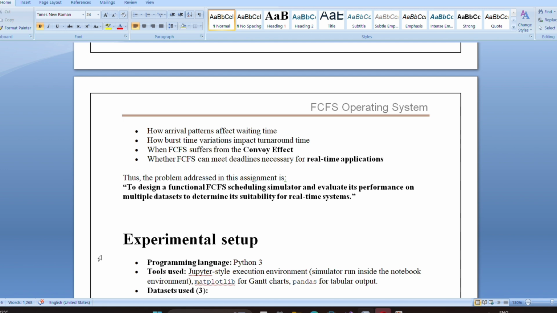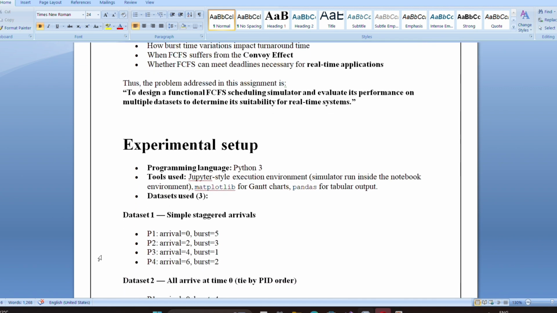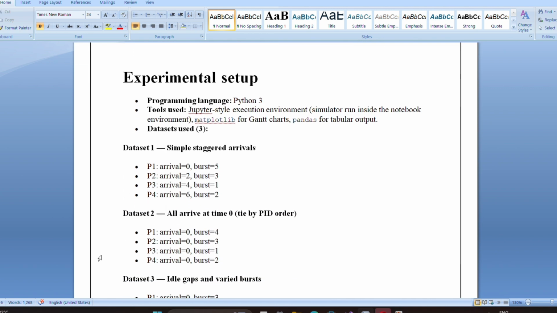Experimental setup: we have used Python tools with Jupyter-style execution, Matplotlib for the Gantt chart, Pandas for tabular output. We have 3 datasets.